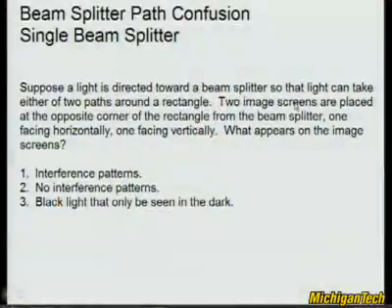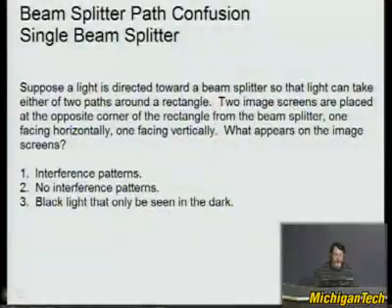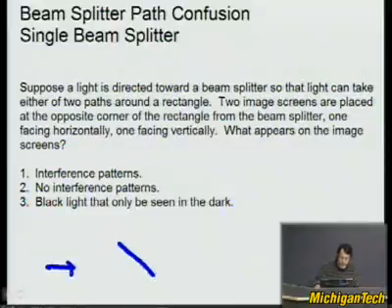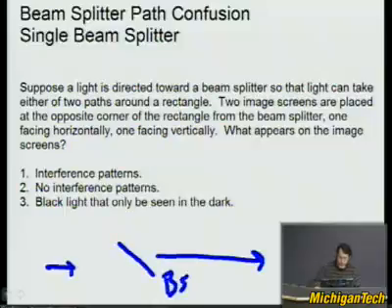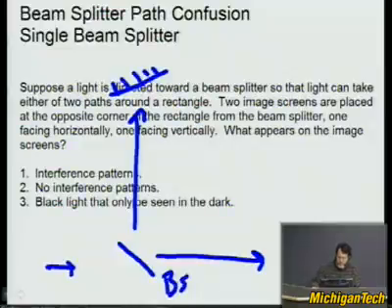Suppose a light is directed toward a beam splitter, so that light can take either of two paths around the rectangle. Okay, so what rectangle is there? So here we go. Light comes in here, and here's a beam splitter. BS means beam splitter, got it? So then light can go here. I should wiggle it to be a photon. Or it can go up here, where it's going to hit a regular mirror. Okay, so then light bounces and comes like this.